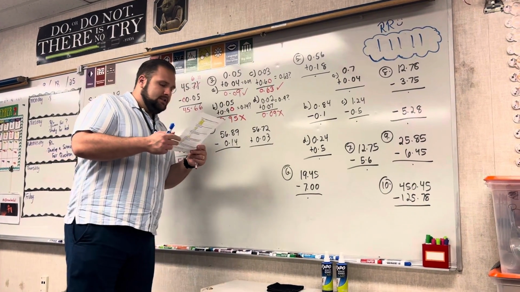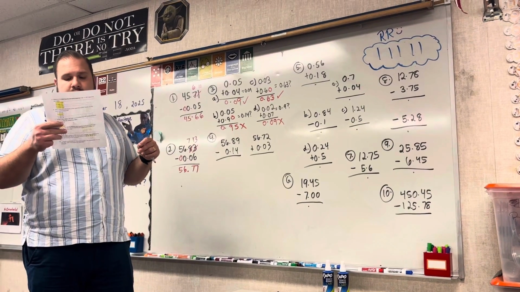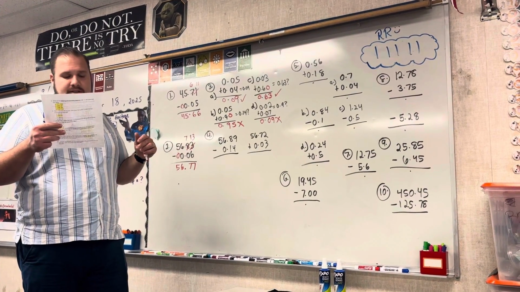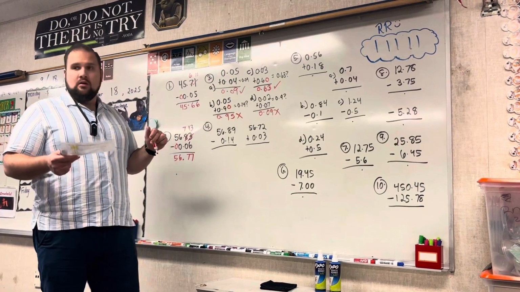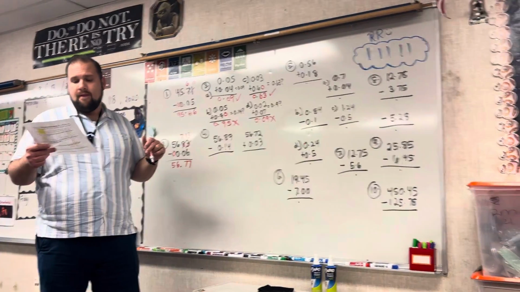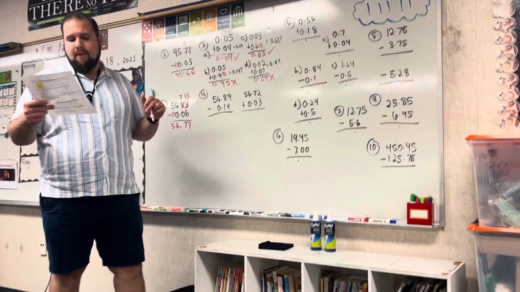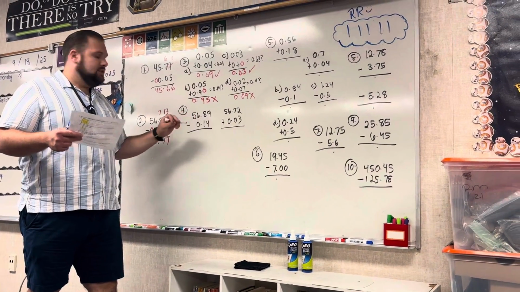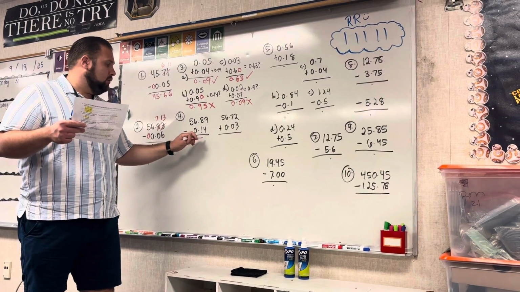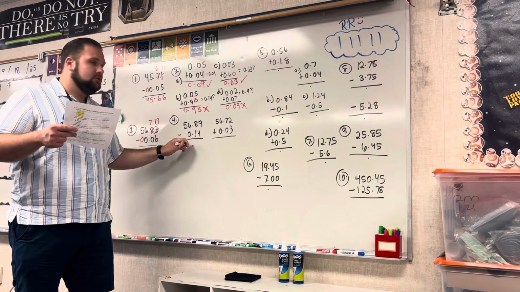Number 4, same type of thing. Which of the following differences are equal to 56.75? It's A and B. I'm going to show you why. All right. So for A, 56.89 minus 0.14. So make sure you have your decimals lined up.